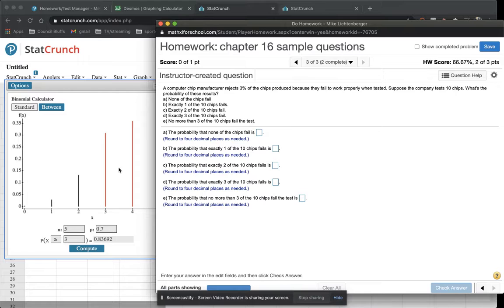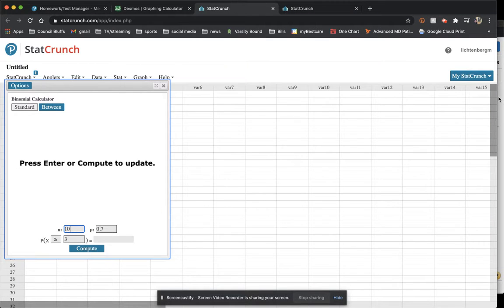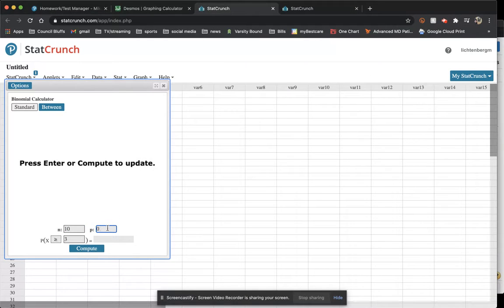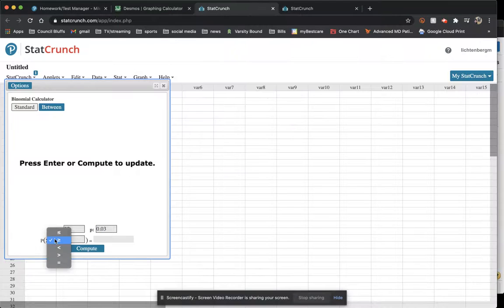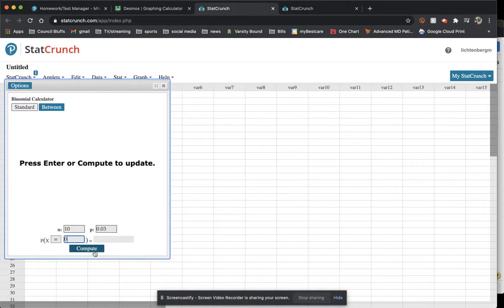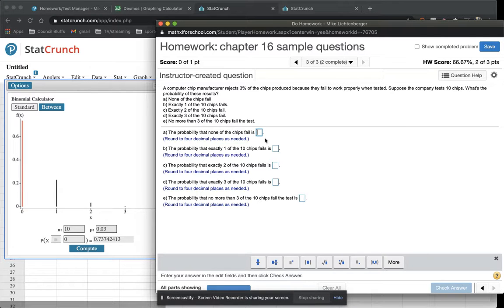The last sample question, we're going to do the same thing. Okay. Suppose the company tests 10 chips. So the n value is now 10. The p value is going to be 3%, which is 0.03. What is the probability that none of the chips fail? So 0 of the 10. So we want 0 here equals 0. So that will be 0.74.